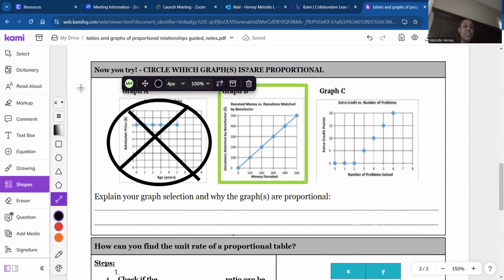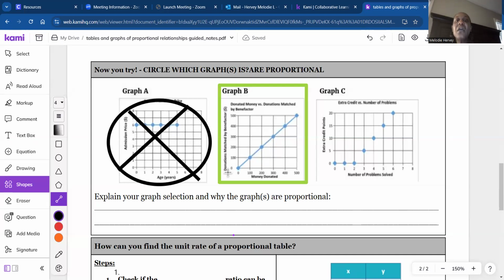Let's look at B. Does B increase proportionally? Does B touch the origin? So yes, it does touch the origin. And it is also a straight line through the origin and it's increasing proportionally. So as the donated money is increasing, is going higher, so are the match donations by the benefactor.